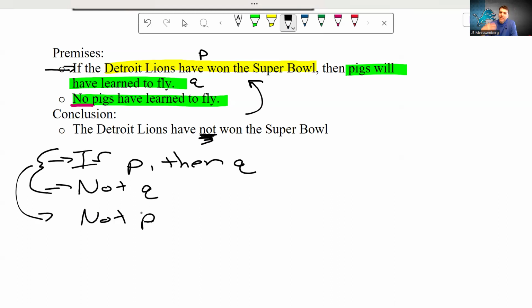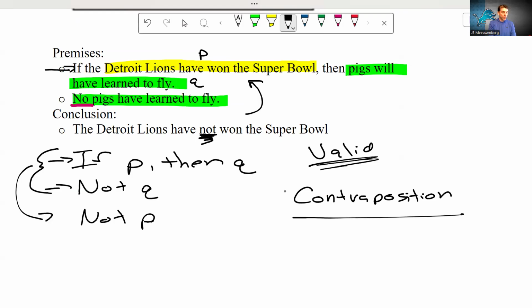Does that line of reasoning hold? Is that valid? It absolutely is. Why? Because of the law of contraposition. This is a valid conclusion. Remember, if P, then Q. If not Q, then not P. That's the contrapositive, and that is logically equivalent to the original statement. So, contraposition. The law of contraposition is what was used here.